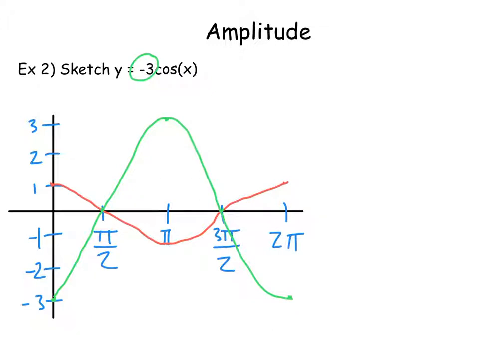Okay, it still goes 3 times as high and 3 times as low. It just starts opposite. It would have the same effect on the sine curve. The sine curve would still start in the middle, but it would go down right away instead of going up. The negative value out front is a reflection across the x-axis.